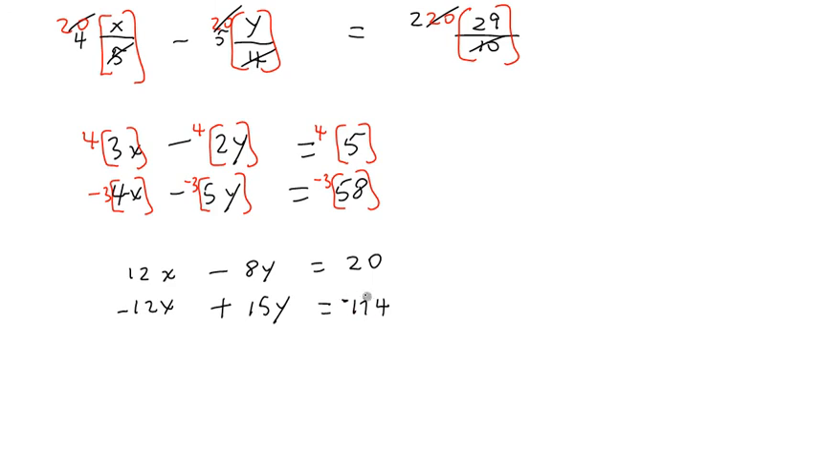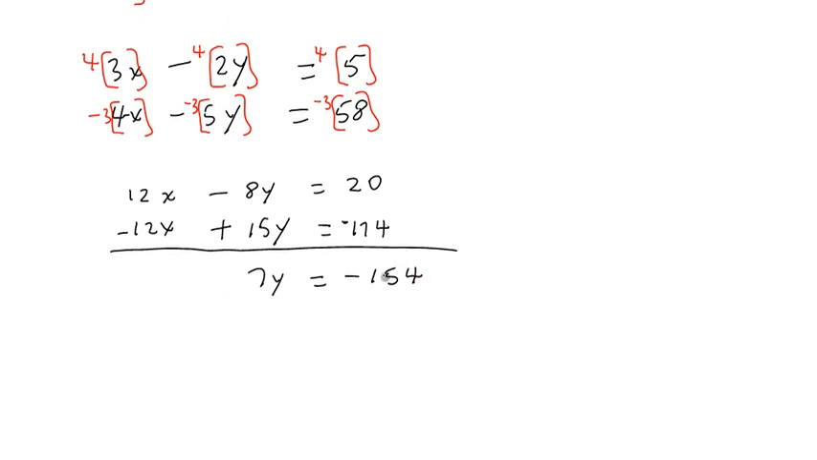All right, we're finally ready to add these two equations together. Notice that the x's are eliminated, and so they're gone. 15 minus 8 gives us 7y is equal to, and 20 minus 174 would be a negative 154. And then we just divide both of these by 7. So we got negative 154 divided by 7. And that goes evenly, so we get a negative 22 out of that. So the y value of the solution is negative 22.